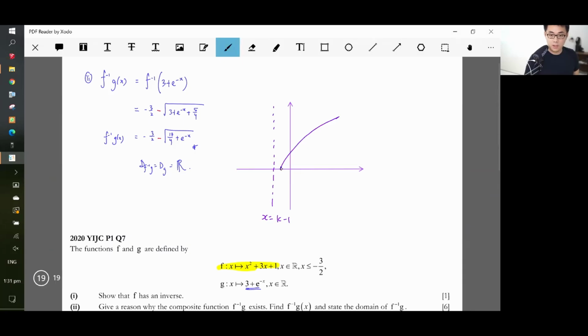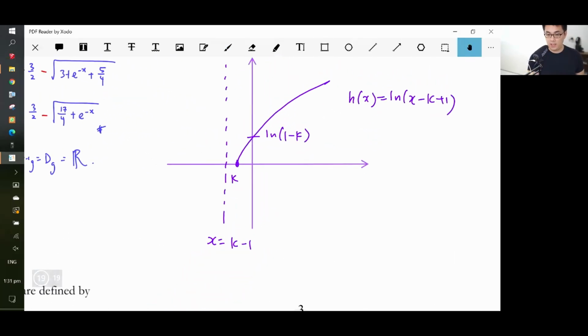This is where you start from k, right? K is here. This is when it's 0. This is ln 1 minus k. You can quickly do this by just substituting all the values in. Actually, I don't really need the vertical asymptote because I sketch from k, where k is less than 0.